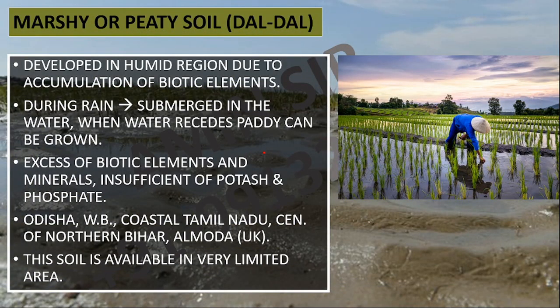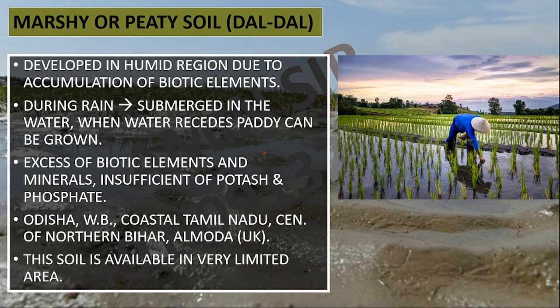Next is marshy or peaty soil, or we can say daldal. It is developed in a humid region due to the accumulation of biotic elements. This kind of land is mostly made of biotic elements. During the rainy season, this land is submerged in water. So it means there is a lot of water above it, and when the water recedes, the farmer will grow paddy in it.